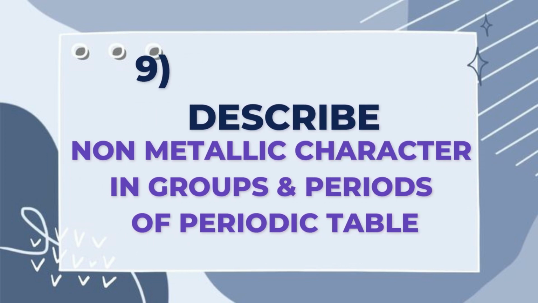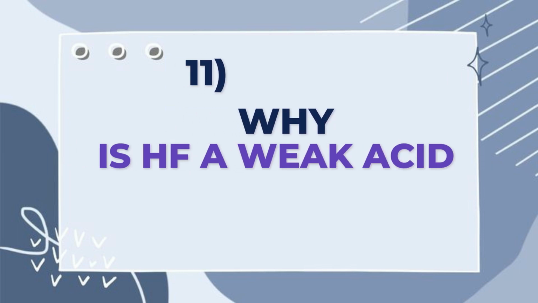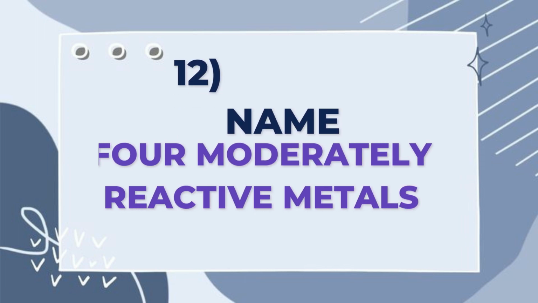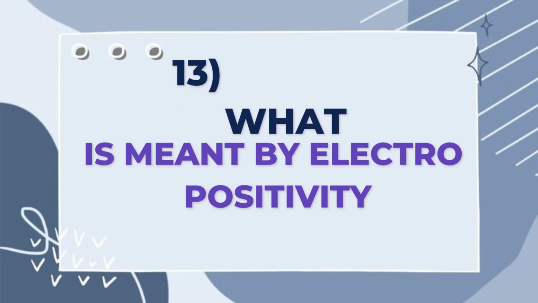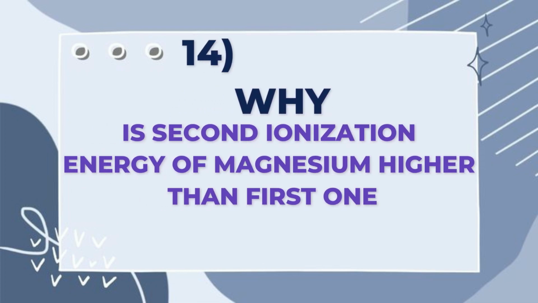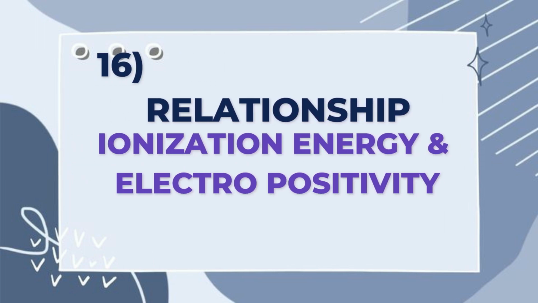Describe the non-metallic character in groups and period of the periodic table. Write two uses of calcium. Why is HF a weak acid? Name four moderately reactive metals. What is meant by electropositivity? Why the second ionization energy of magnesium is higher than the first one? How oxygen reacts with group 2A metals? What is the relationship between electropositivity and ionization energy?